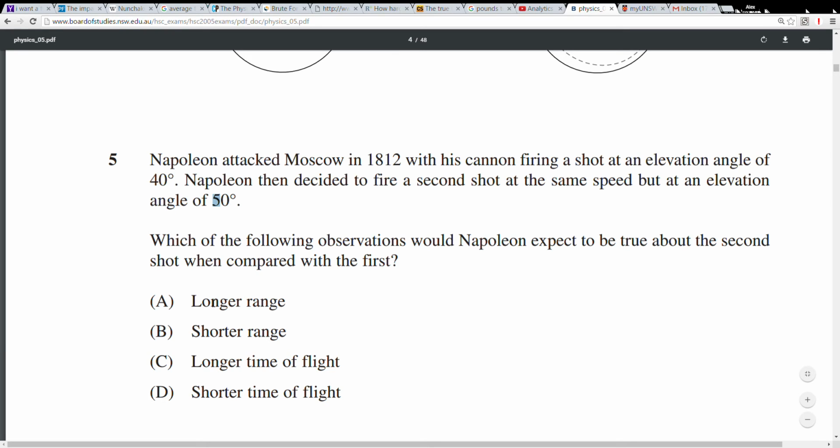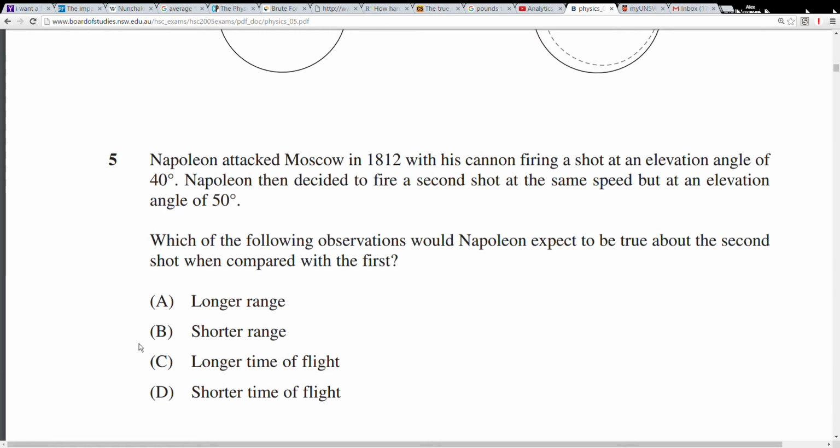The only thing that's going to be different is that the second shot is going to have a longer time of flight, because it's going to have more y velocity but less x velocity, and thus it will have the same range.